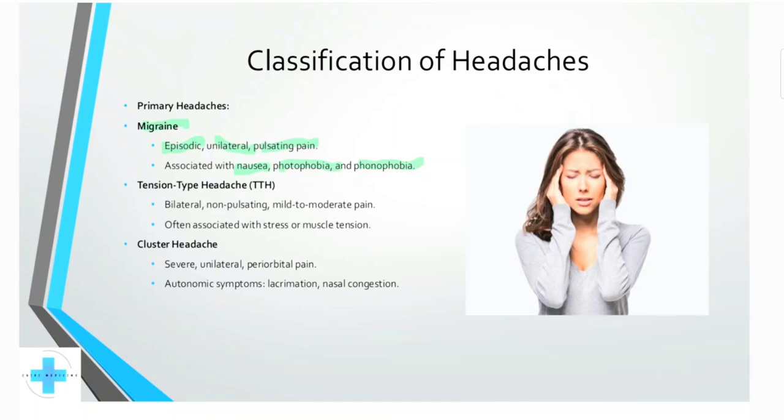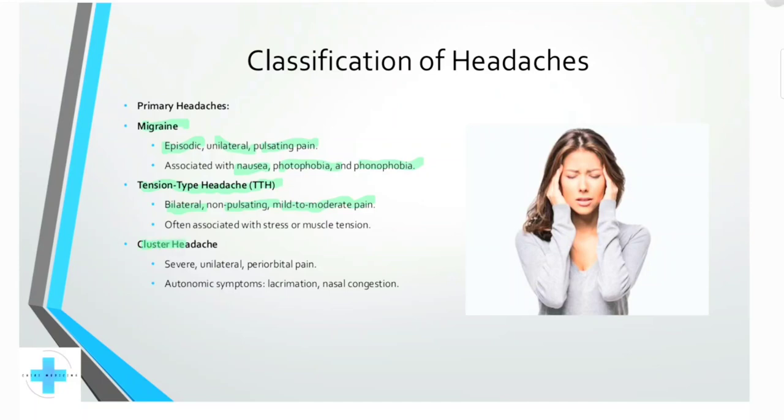Right? Okay. The next one will be your tension headaches. So this should be your normal headaches, for lack of a better term. They're usually bilateral and non-pulsating, and they cause mild to moderate pain, so they're not terribly serious. Usually associated with either stress or muscle tension, or if you just lay wrong, you can get up with a headache, that sort of thing.